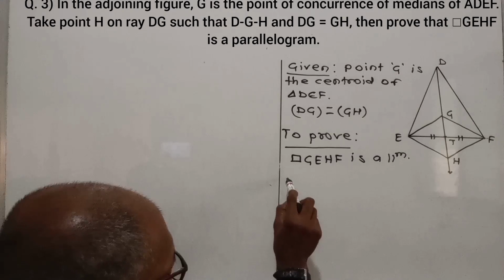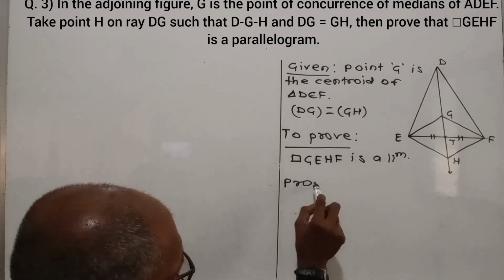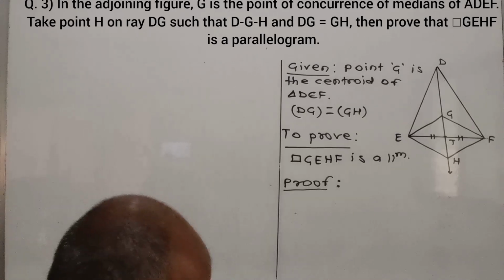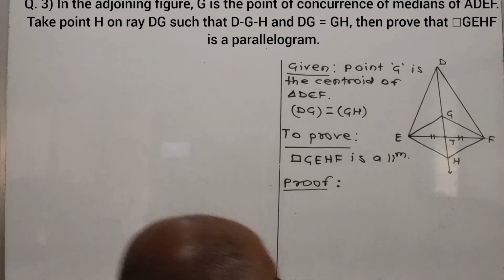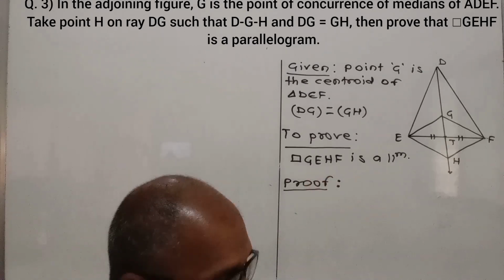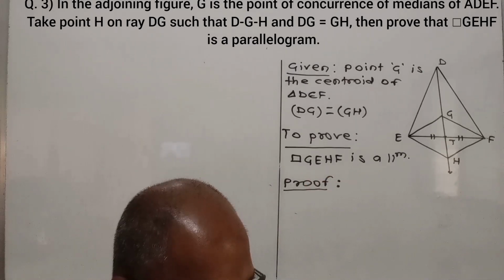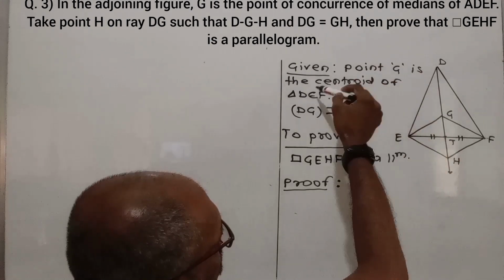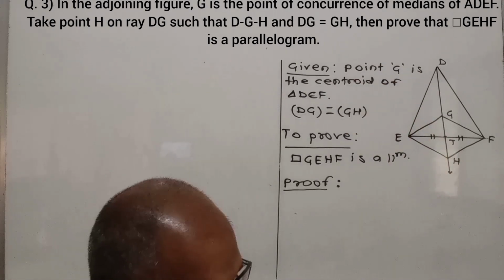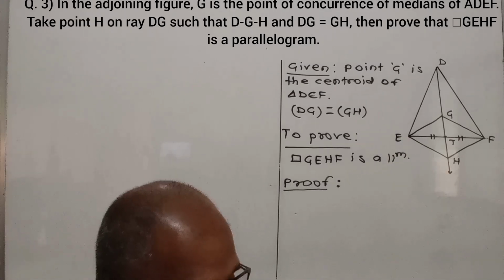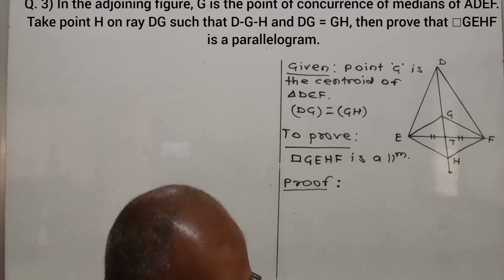Okay. Now we write proof. See carefully. We will prove quadrilateral GEHF is a parallelogram. Now what is given? Point G is the centroid of triangle DEF, point of concurrence of medians. That is also called centroid.